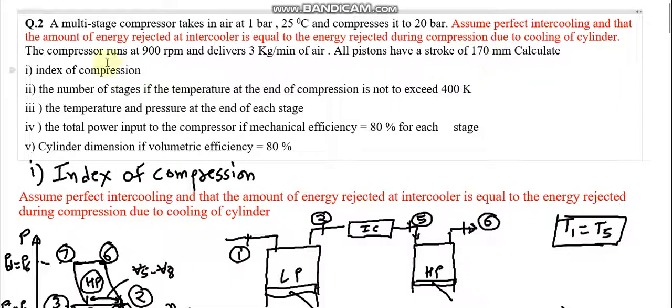Calculate the index of compression, and the number of stages if the temperature at the end of compression does not exceed 400 Kelvin. This is important. Then the temperature and pressure at the end of each stage, and the total power input to the compressor if mechanical efficiency is 80% for each stage.